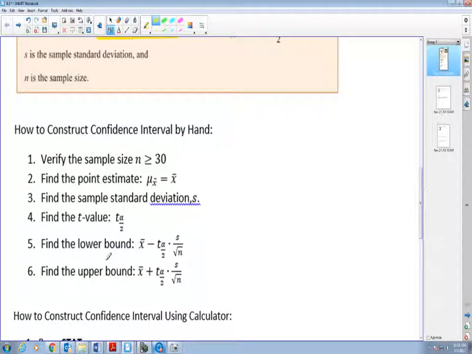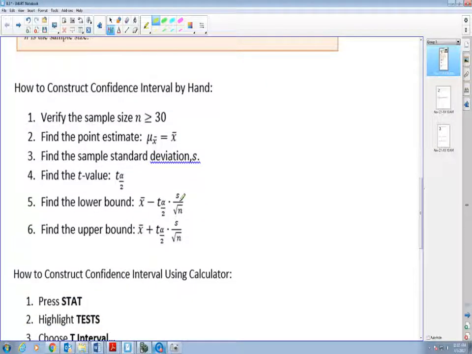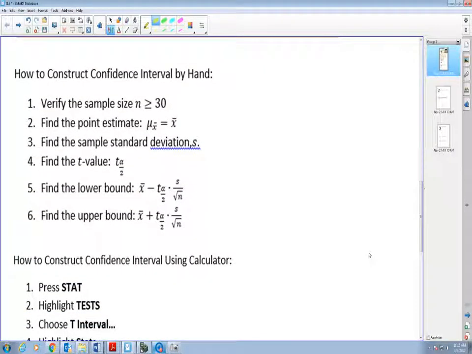This is how we do it by hand, just like with lecture video 8.1. The only difference is that rather than having a critical value for z, now we have a t sub alpha over 2, because a confidence interval is really a two-tailed type of problem. What is in the middle? The confidence interval is what's in the middle, using the sample standard deviation instead.